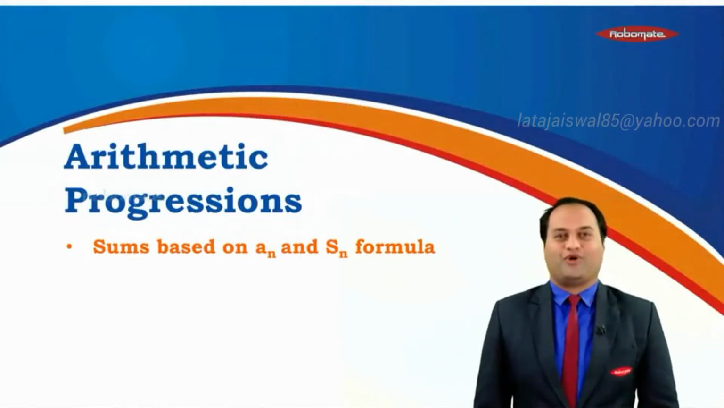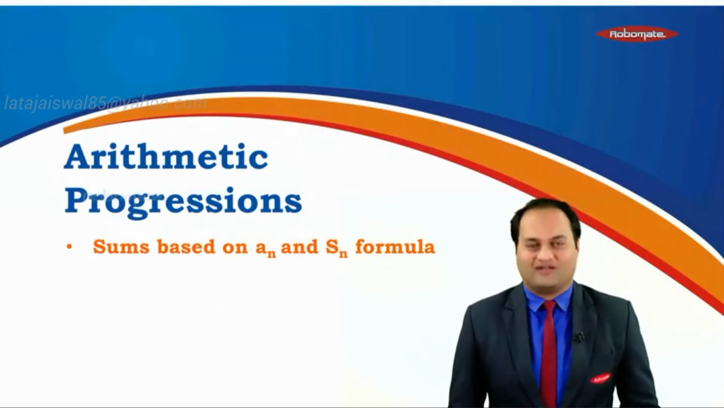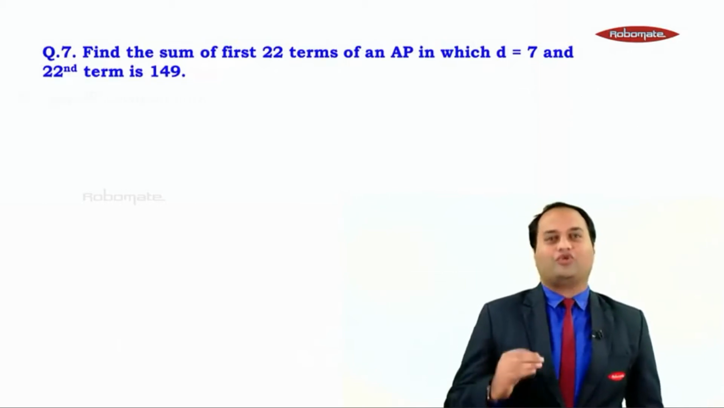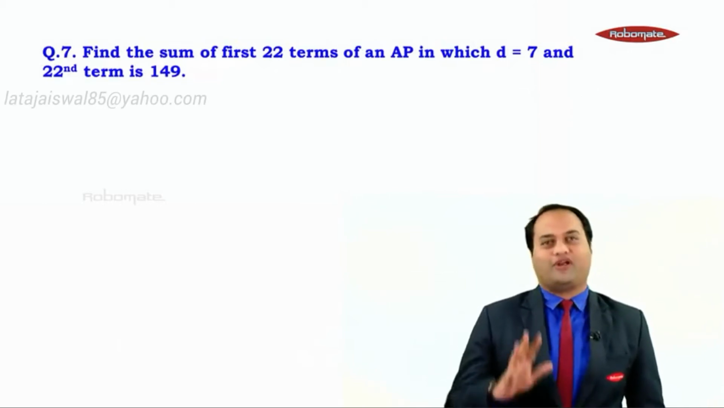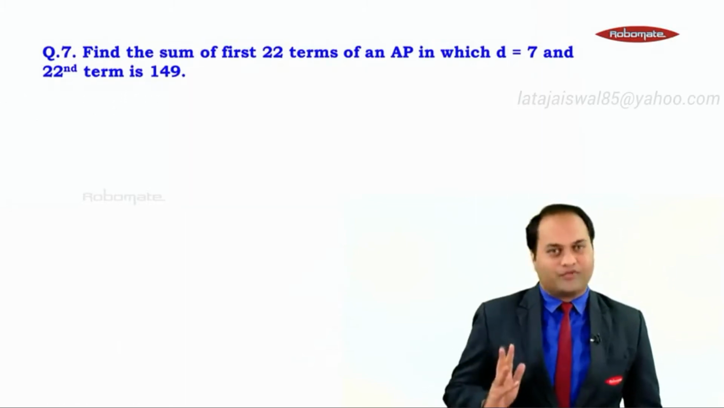Let's move on to the next module. Again, a few sums based on AN and SN formula with a twist, right? Let's do it. The sum is, find the sum of first 22 terms of an AP. So we are supposed to find S22, sum of first 22 terms.